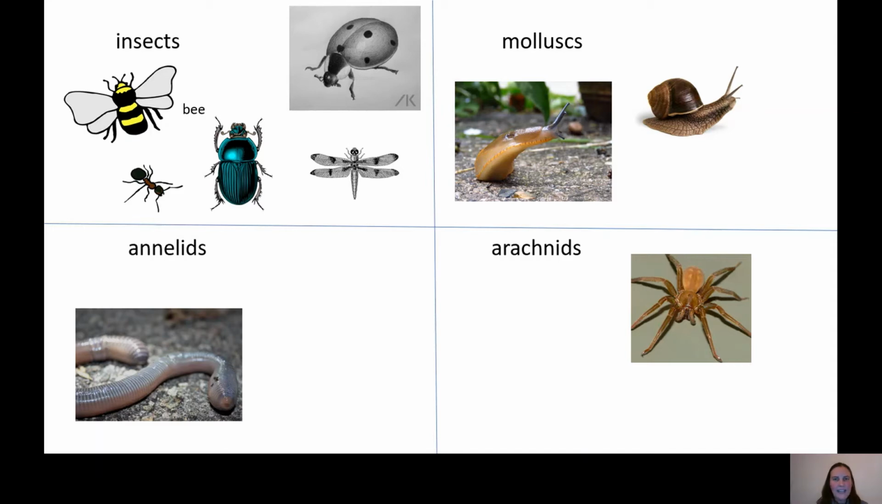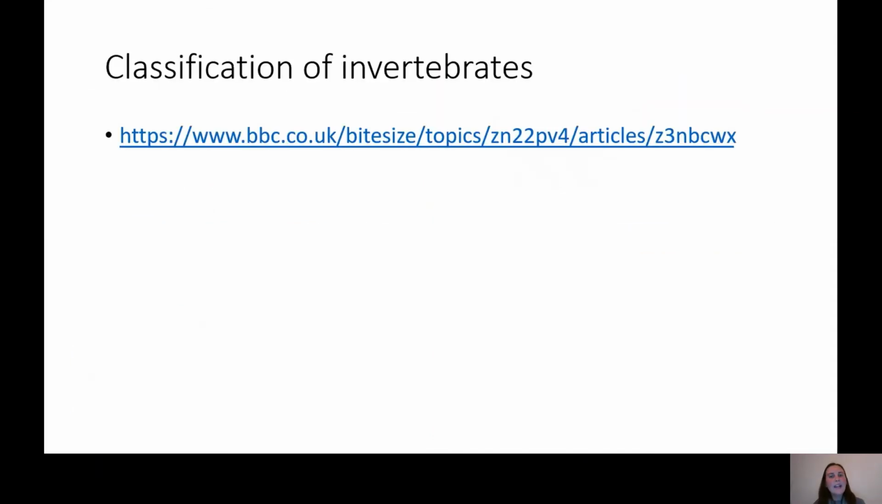Fantastic. Okay. So today we're going to be talking about classification, and we talked about this word really early on in the half term. Who can remember what does classification mean? Well done. It's when we group animals according to the things that make them similar. So it's like sorting things out. We're just going to watch a very quick video now, all about classification.